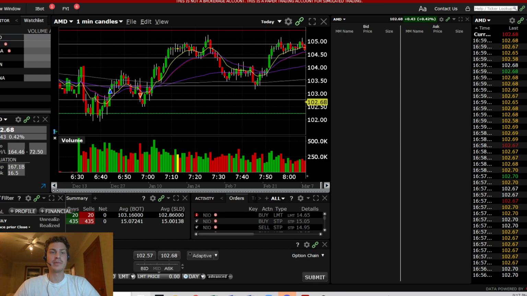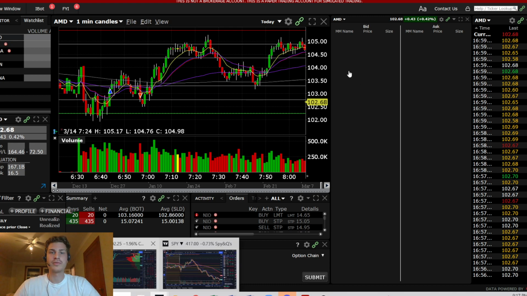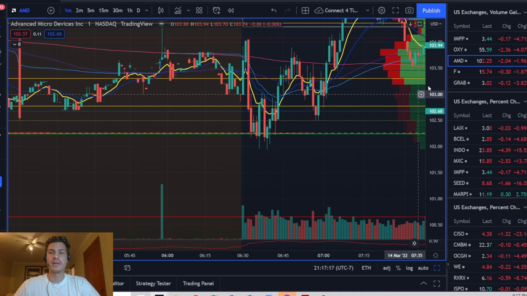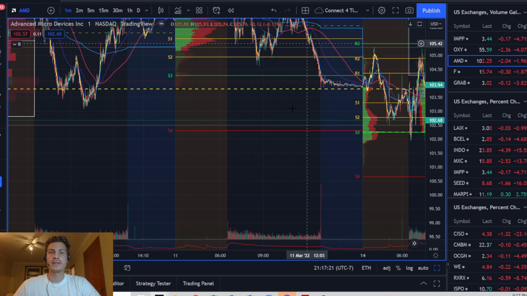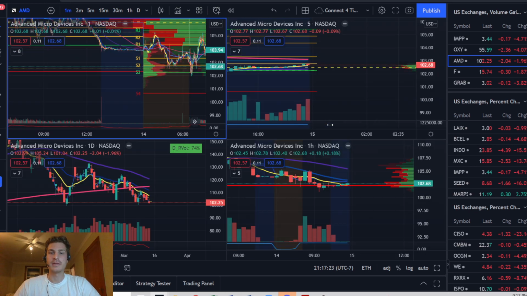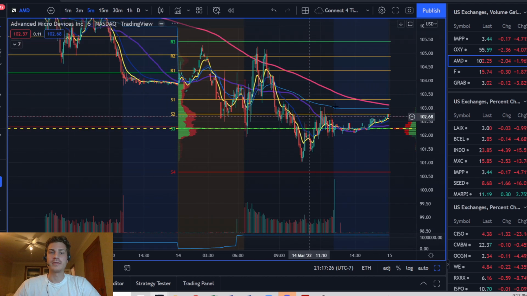So not the best day, but let me go over some of the things that worked and some of the things that I can improve on. So my first trade of the day was on AMD here. Let's pull up the 1 minute chart here on TradingView. So looking at this day, realistically, probably should have, let's bring up the 5 minute chart here.